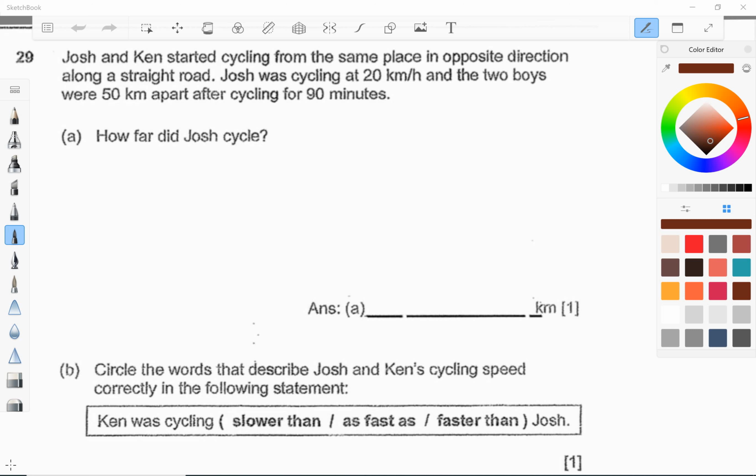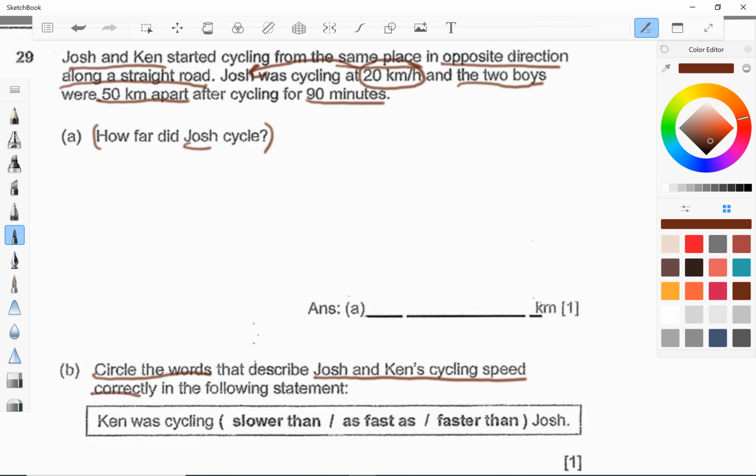Josh and Ken started cycling from the same place, in opposite directions, along a straight road. Josh was cycling at 20 km per hour and the two boys were 50 km apart after cycling for 90 minutes. Part A states, how far did Josh cycle? As for part B, we need to circle the words that describe Josh and Ken's cycling speed correctly in the following statement. Ken was cycling slower than, as fast as, or faster than Josh.